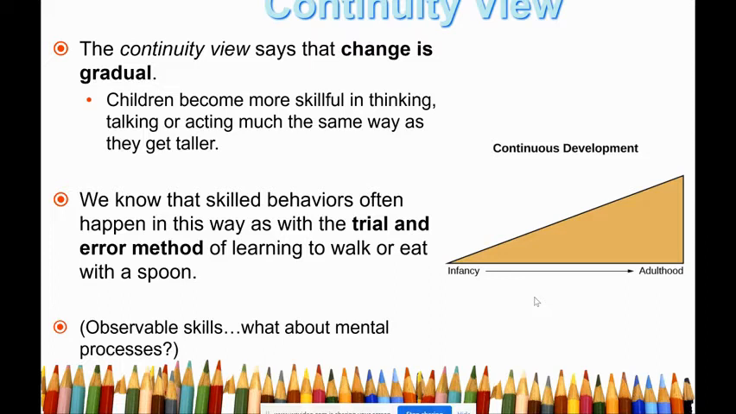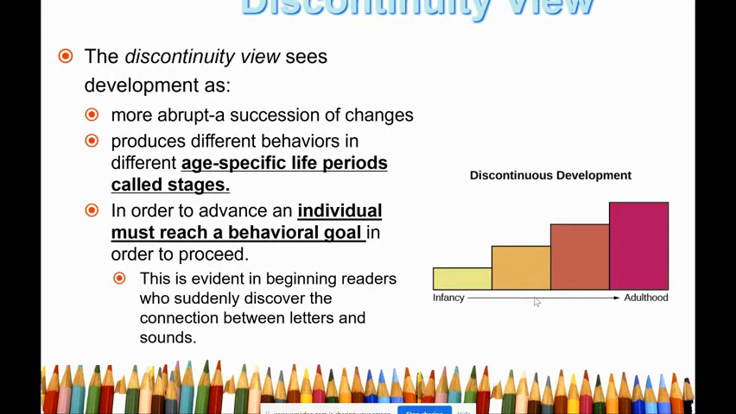have this gradual growth. The discontinuity view says that we hit these distinct age specific stages where we have a huge increase in capacity, and that each stage carries with it this whole new host of abilities, and then within that stage there's development, and there's growth, but each stage marks this distinct increase in ability.